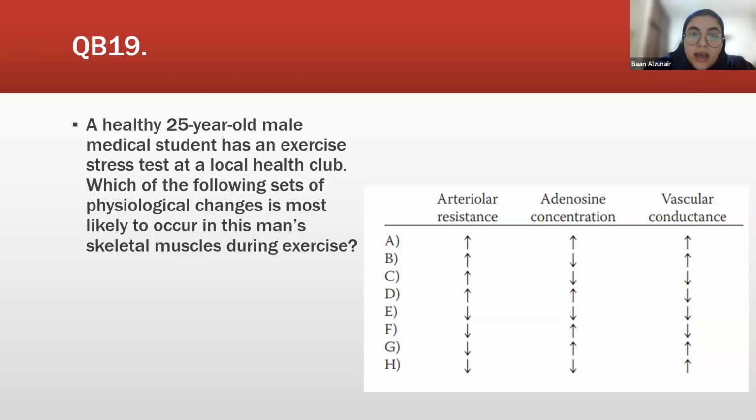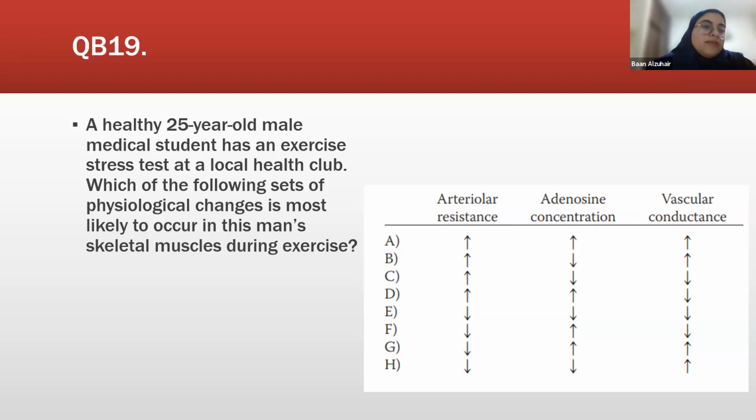Okay? Adenosine concentration. Does anyone know what adenosine does? Adenosine is a vasodilator. It's released by the cells. Yes, it is a vasodilator, exactly. So as we said before, the muscles need more blood, so they won't constrict, they will dilate. So they will release adenosine in order to locally vasodilate their arteries. So adenosine will be high, right? So only F and G. We narrowed it to only F and G.